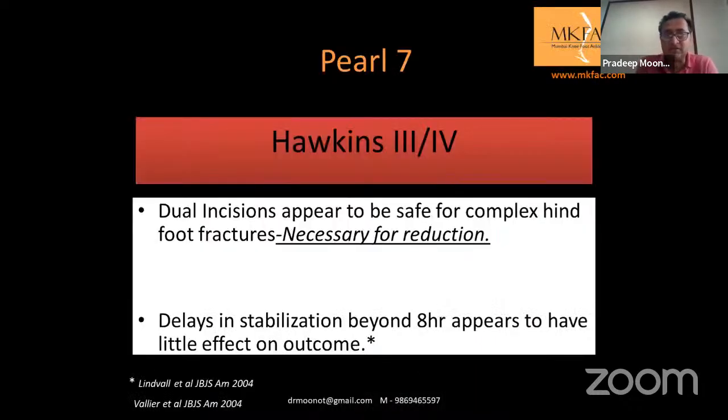Hawkins type 3 and 4 usually require dual incision, where you need to make sure that you get a good reduction and then a good fixation. Now, another point here, which I think everybody now knows: delay in stabilization does not affect the outcome in terms of AVN. So that's why I do not operate on these patients for fixation in the middle of the night. You can wait for some time, let the swelling settle, get your instrumentation and your implants in place, and operate appropriately.